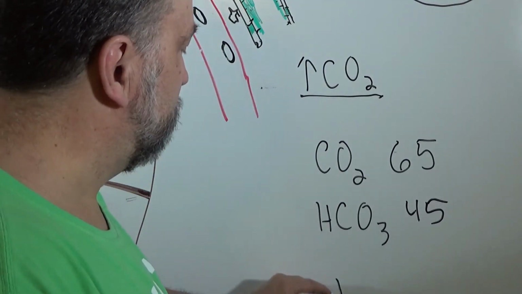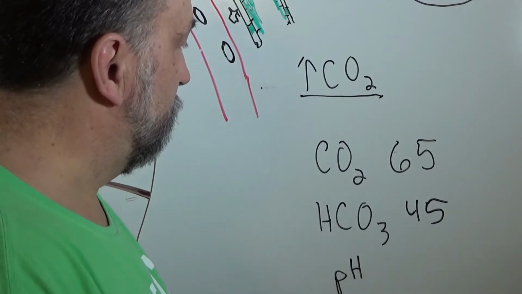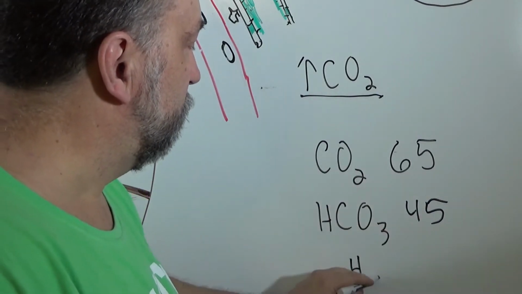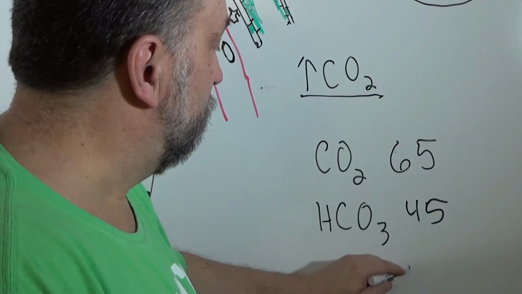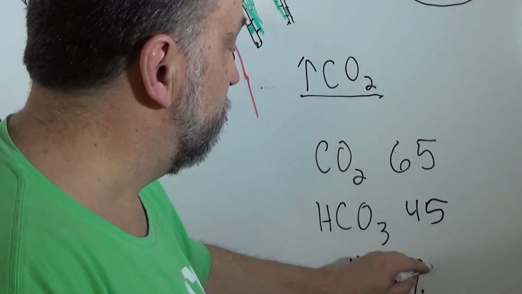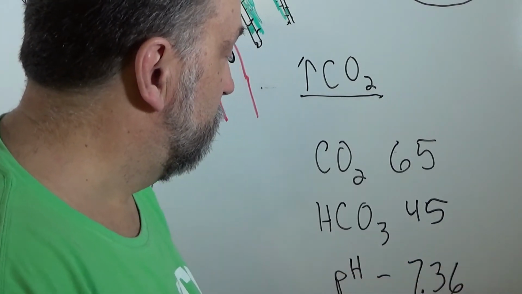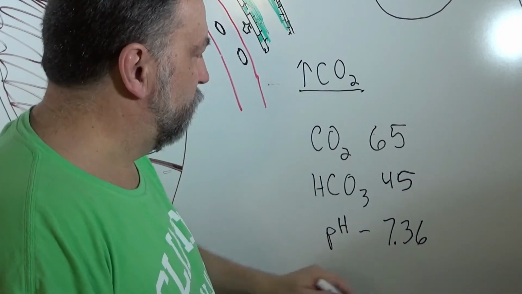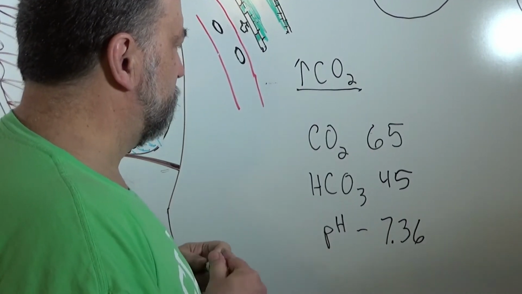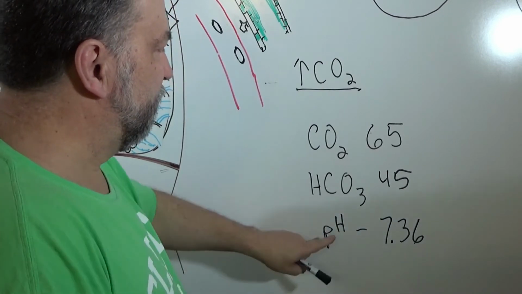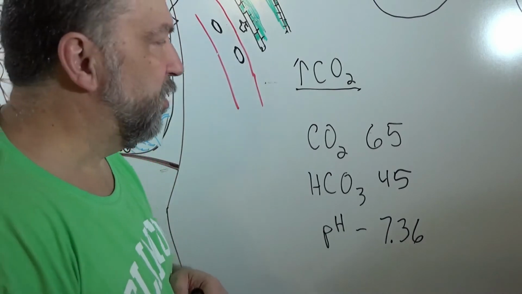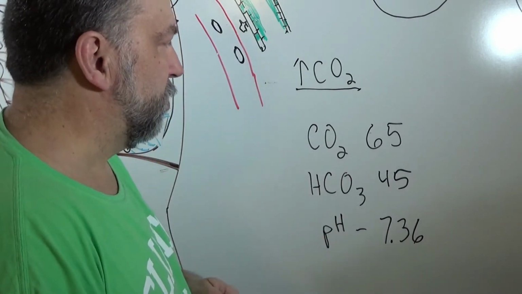What's your pH going to be? Well, let's just say this person here is fully compensated. So we're going to say it's normal, and we're going to say it's a 7.36. So it's going to be to the acid side of normal. So we know that there's an acidic problem, even though it's normal. It's in the norm between 7.35 and 7.45, but these two numbers are both off.